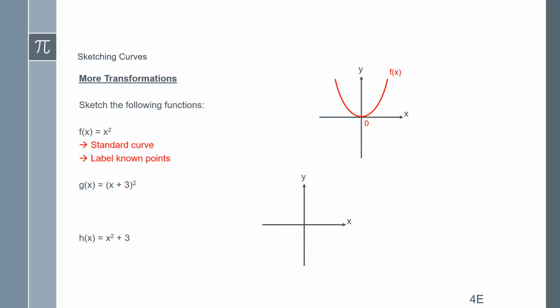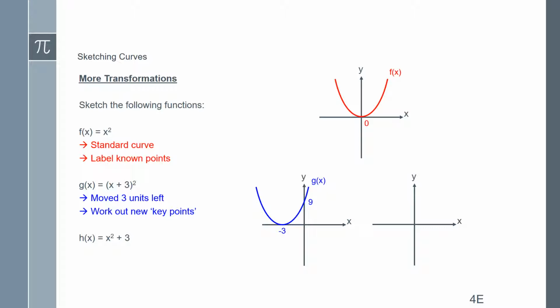Now if we're going to draw g of x, x plus 3 squared, we know it's been transformed by moving it minus 3 units, or 3 units to the left. So now it's over there. We always have to label any points where it cuts the axis. So minus 3 is where it touches the x-axis, and where it cuts the y-axis is when x is equal to 0. When x is 0, it's 0 plus 3 squared, 9, so it cuts the y-axis at 9.